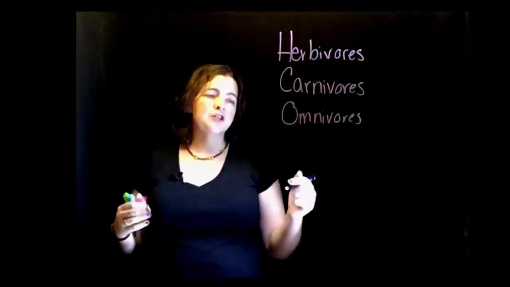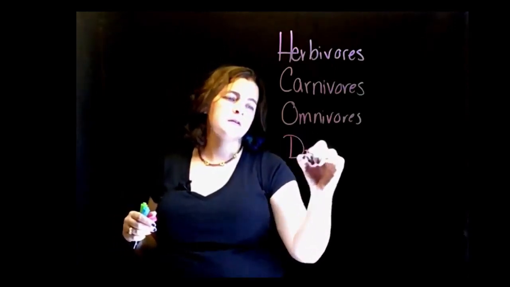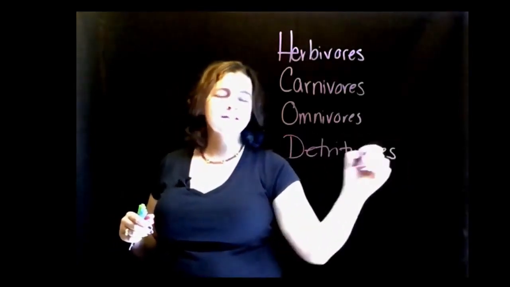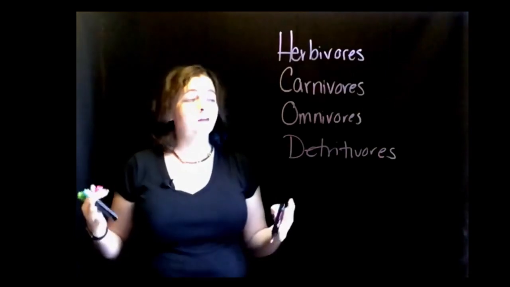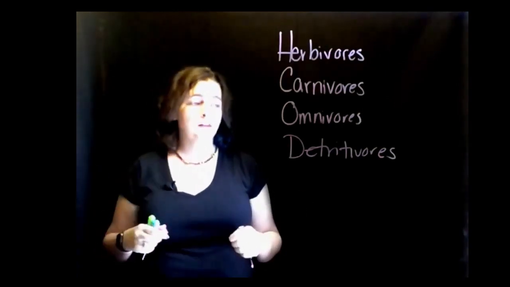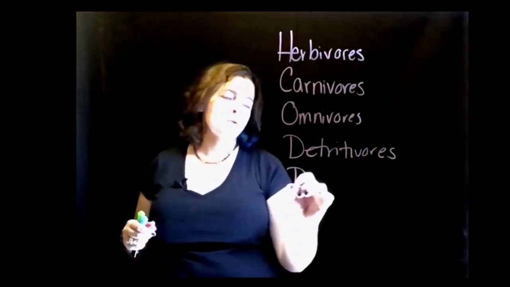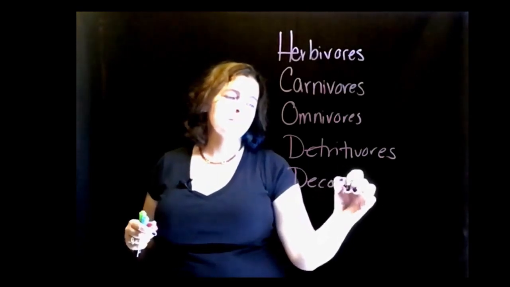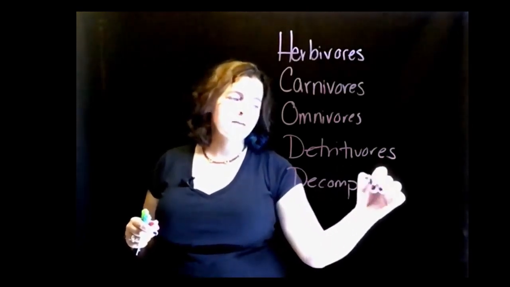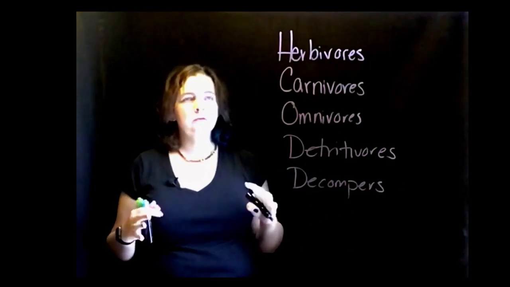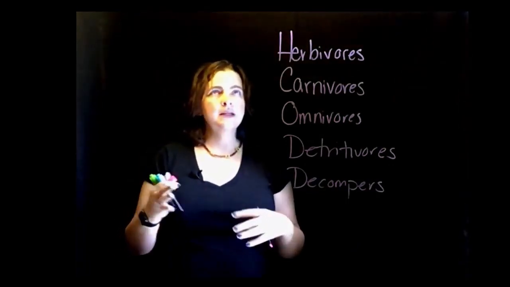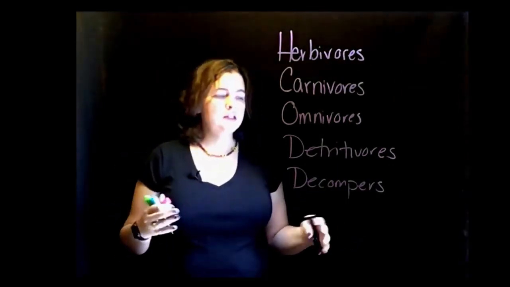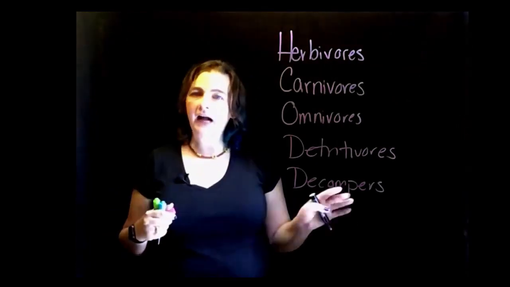Other relationships with food, we have detritivores. And detritivores eat dead and dying things, so think like a vulture eating a carcass on the side of the road. And then we have decomposers. And decomposers break down all dead matter into basically nutrients for the soil. Decomposers are mostly going to be things like fungi and bacteria.